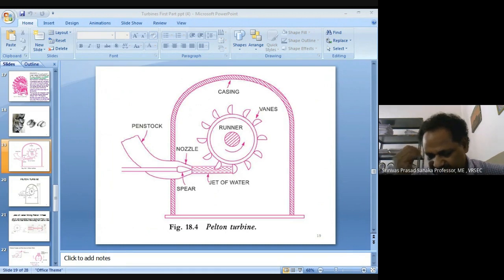Because of this, force is exerted by the jet on the bucket in the radial direction. If the force F is acting here, this force into radius will give the torque. So by producing the torque using the jet, the Pelton wheel starts rotating with some speed. That is how the hydraulic energy is converted into mechanical energy.